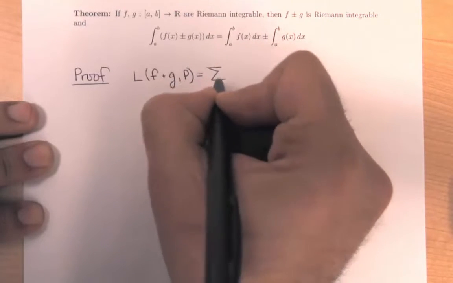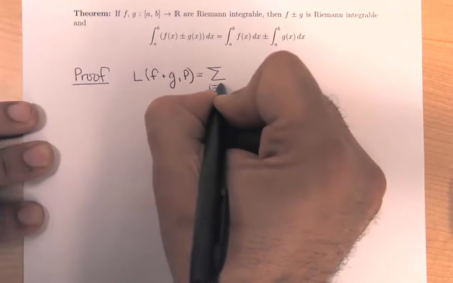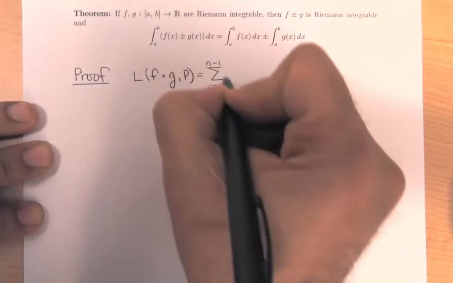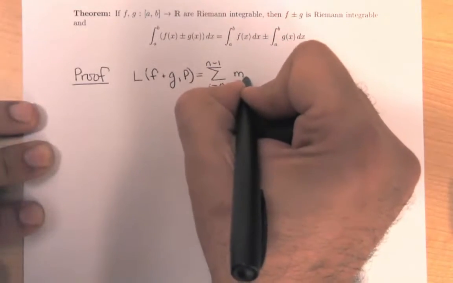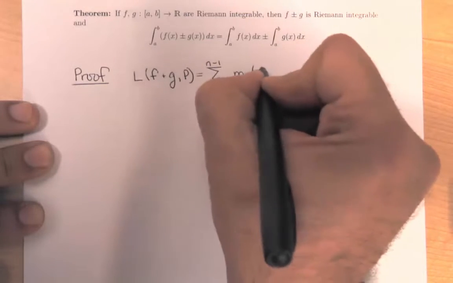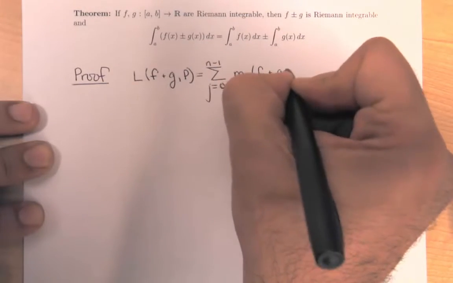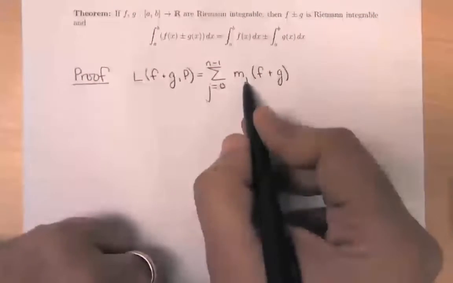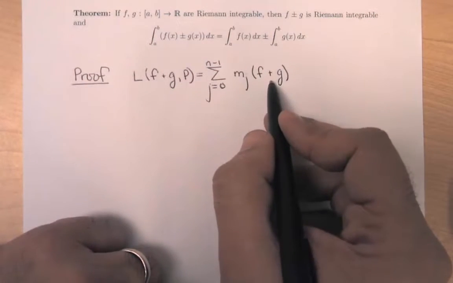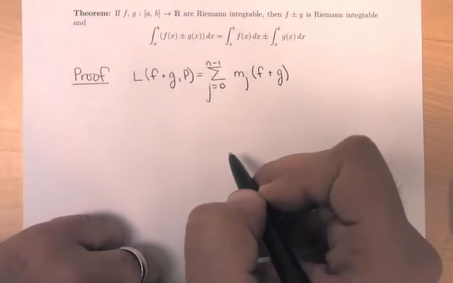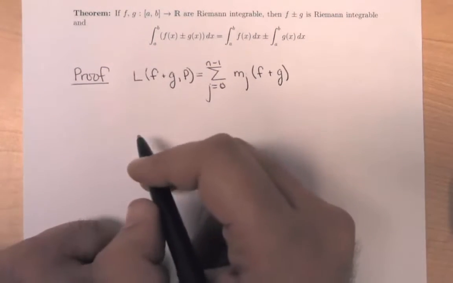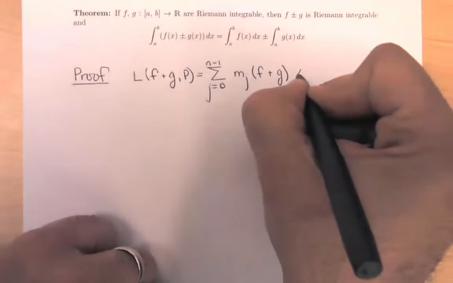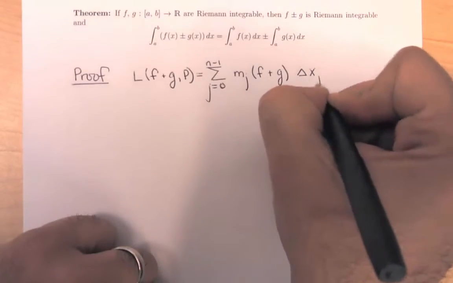It's equal to the sum of the infimum of f plus g. Here I'm going to write the infimum of f plus g so that we can differentiate when I write the infimum of f and the infimum of g, which I'm going to need to show these results, times the width of my interval.